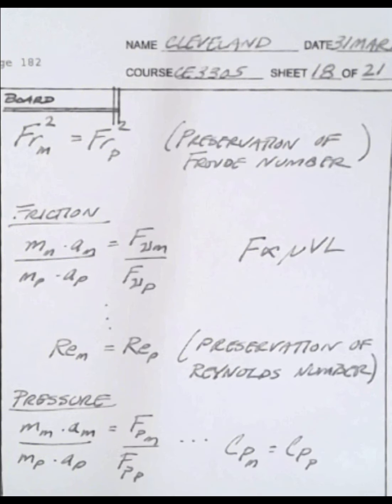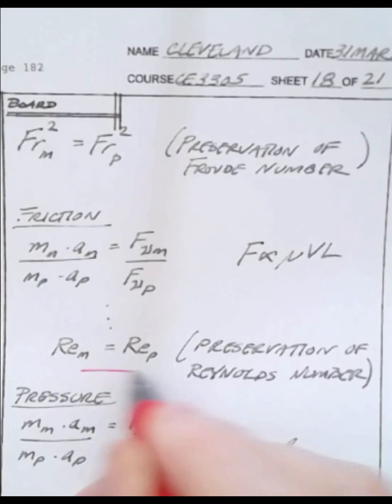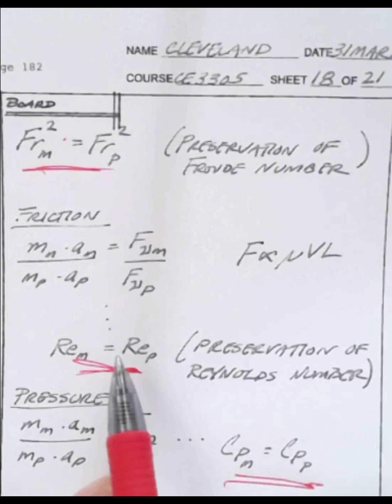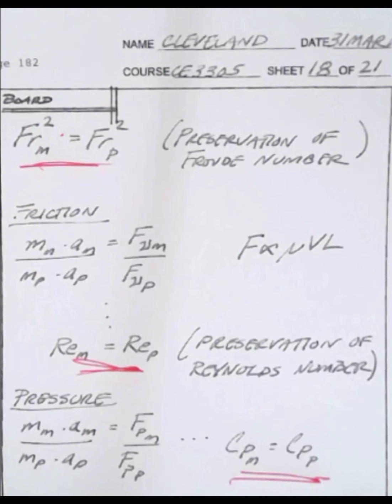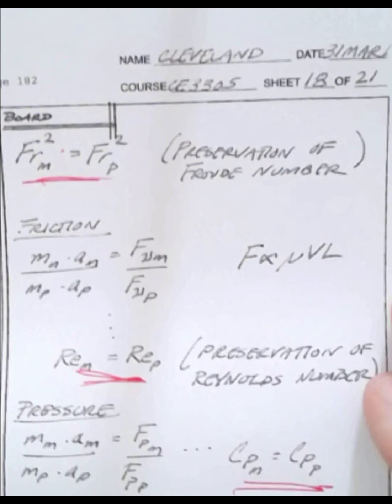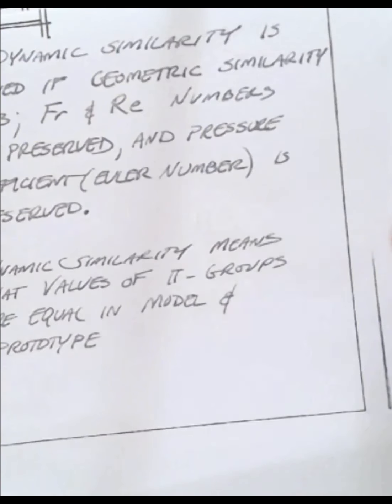Oftentimes in dynamic similarity, we also want the Reynolds numbers in the model and the prototype to be the same. For pressure ratios, we would want the pressure coefficient in the model to equal the pressure coefficient in the prototype. So these equalities right here: Froude number scaling preserved, Reynolds scaling preserved, and pressure coefficient scaling preserved, impose some limitations on the actual operations of the model.